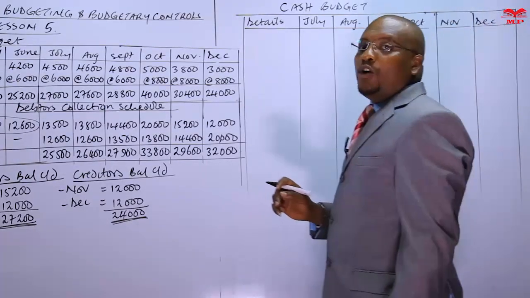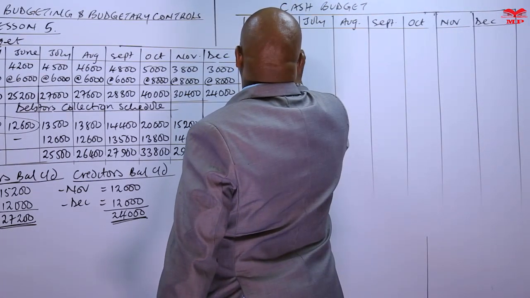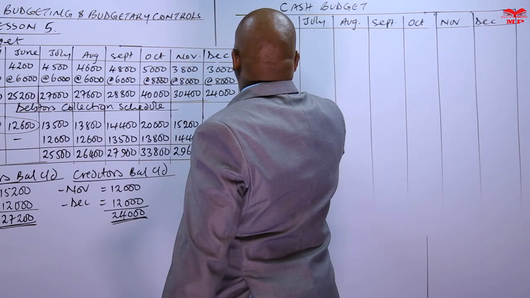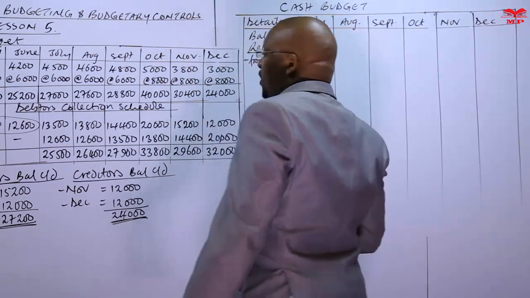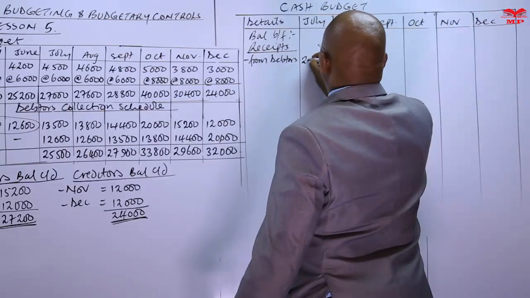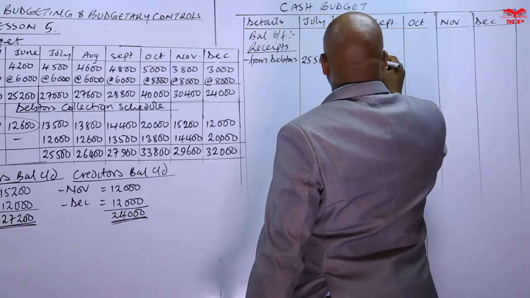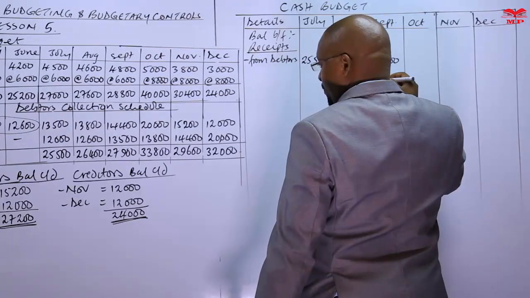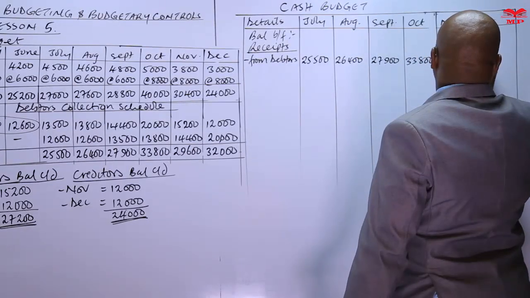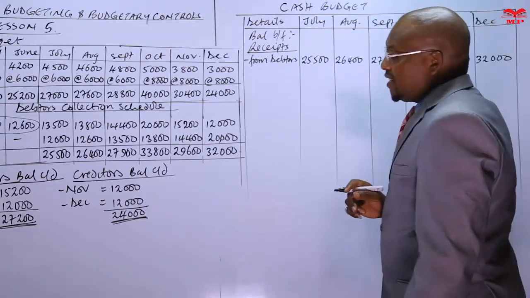So let's have the opening balance, which is balance brought forward. Then you have receipts. We can start from debtors. We have done a working on the debtors collection schedule. So for the month of July, we expect 25,500, 26,400, 27,900, 33,800, 29,600, and finally 32,000. That is what you have as far as debtors are concerned.